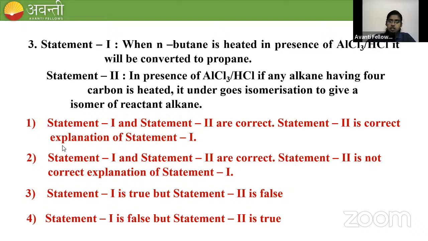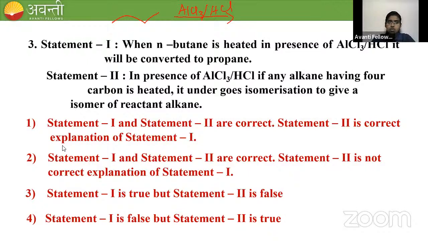Now, checking the statements. Let me go with statement 1 first. So what is N-butane? The 4 carbon containing alkane is called N-butane, right? So now N-butane is heated in presence of this aluminum chloride and HCl. And statement 1 says that it will be converted to propane.